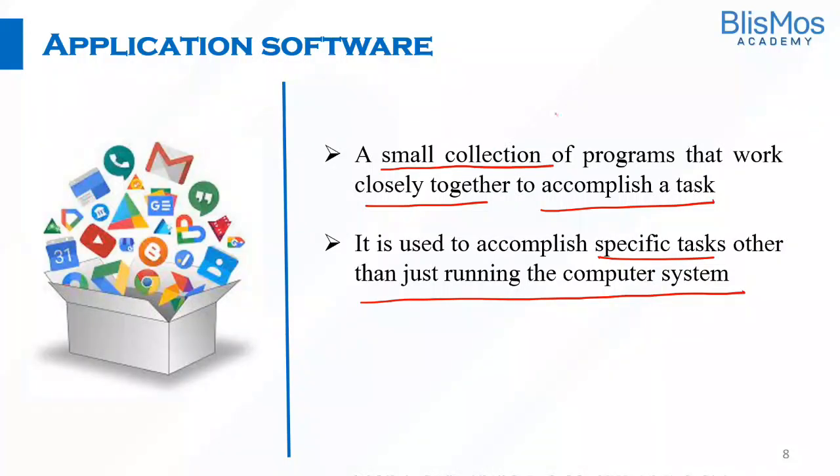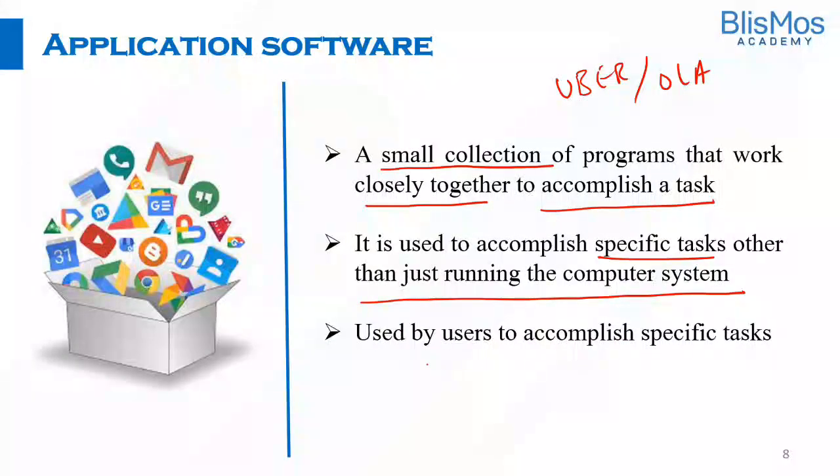For example, Uber, right? Or Ola. These are application softwares which are built to link the drivers with the riders. That is built on top of a system software. As I said, it is used by the user to accomplish specific tasks. It can be an Excel sheet or MS Word. All these things are application software which runs on top of the system software to accomplish specific tasks.